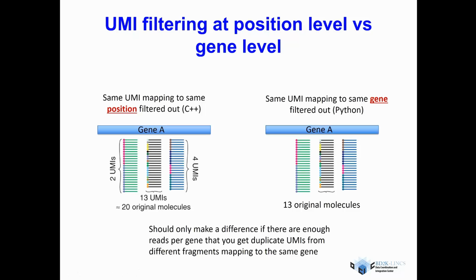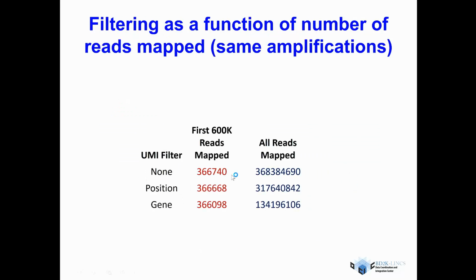And with 10 base pairs, we have about 1 million of them, so you wouldn't think this makes a difference. But actually, it does. If I take a look at the entire experiment, and just the first 600,000 reads, a fairly small number of reads, and I don't do any UMI filtering, I can map 366,000 of them to the reference.